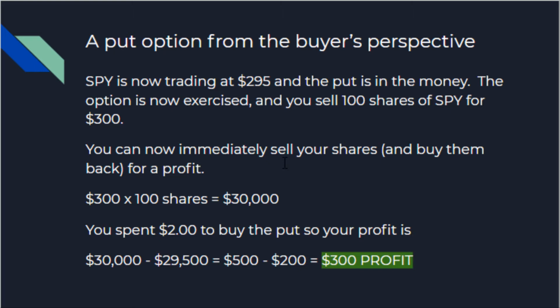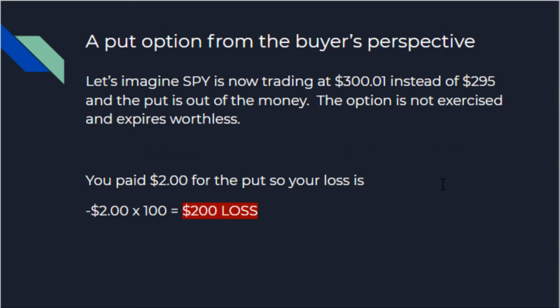So 300 times 100 shares is going to be $30,000, which is going to be how much you receive for selling those shares. Now, if you didn't have the shares to begin with, you would then have negative 100 shares in your account, and so you'd be required to immediately buy them back. So you spent $2 to buy the put, and then you would have to buy those shares back at $29,500. So again, that's going to be a profit of $500. You spent $200 to purchase the put, and so you'd be left with $300 of profit.